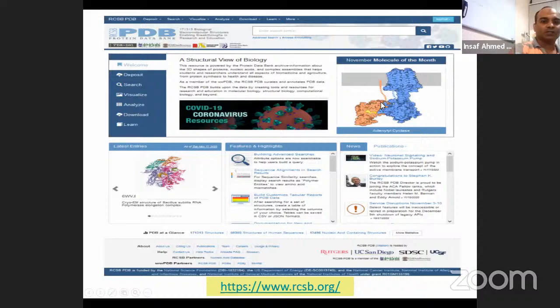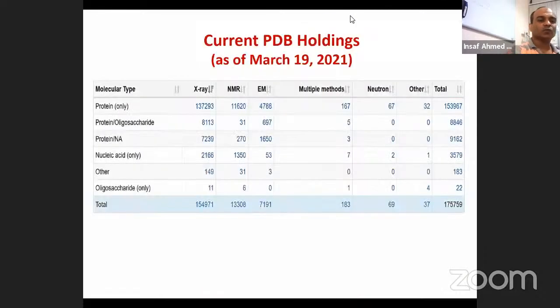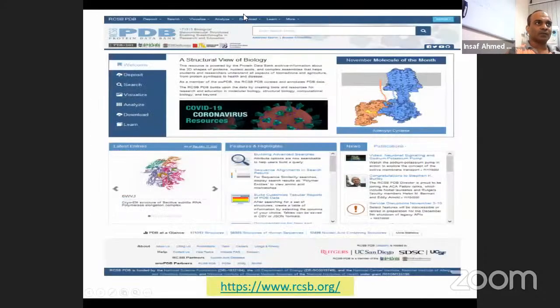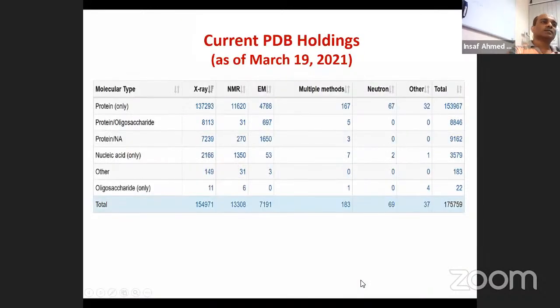So this is the protein database, the Protein Data Bank homepage actually. I will show you this after my class, I will give you a demo of how to use this PDB site. You can see http://www.rcsb.org. Okay, this is the recent holding of the PDB.